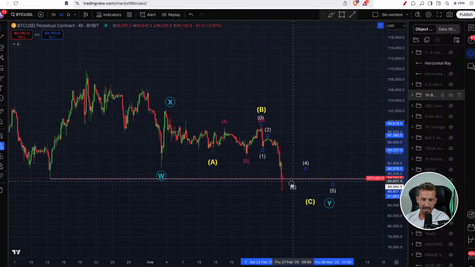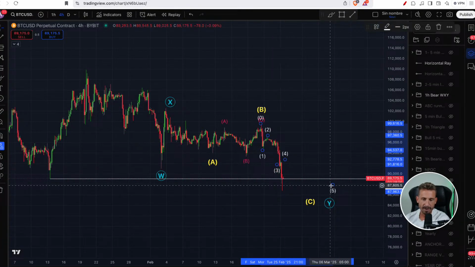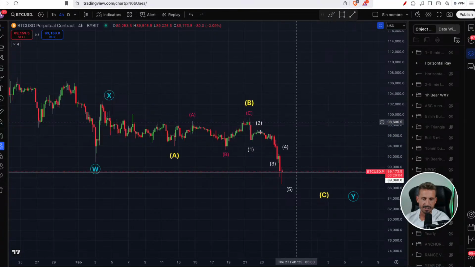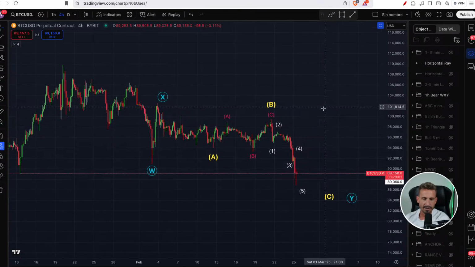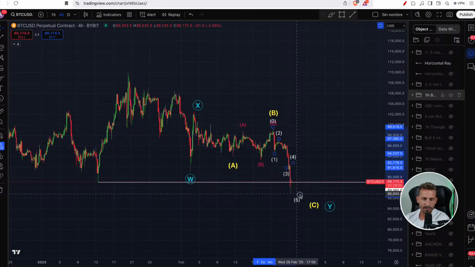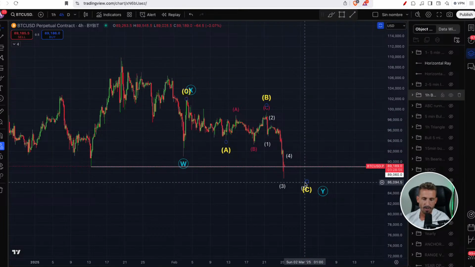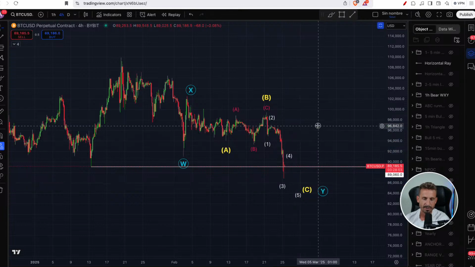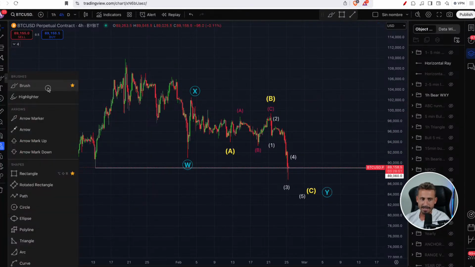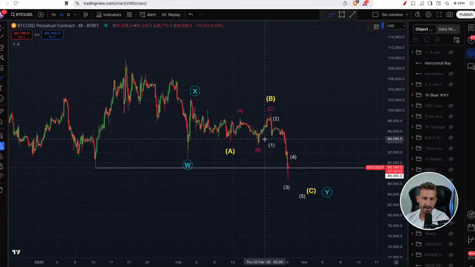Right now, the question is, have we formed a 3, 4, 5 right over here? Have we finished this movement? Or do we have one more low to be created? We're forming the fourth wave, and we still have one more low to be created. That is going to be the ultimate question, and I have that in detail on the lower time frames.